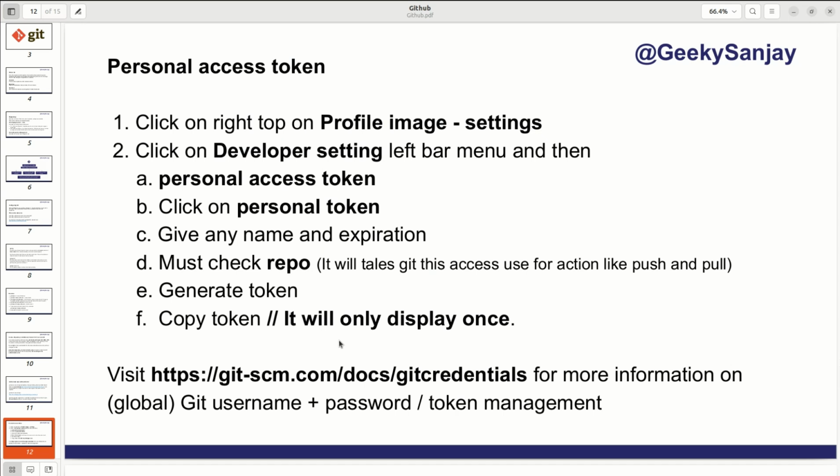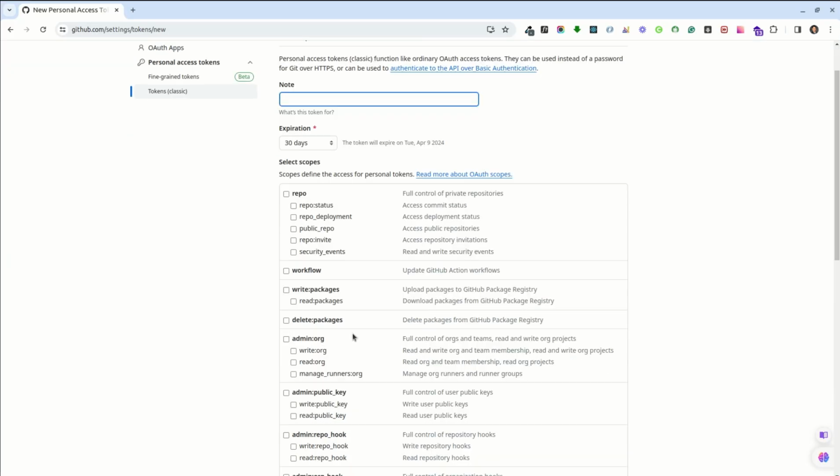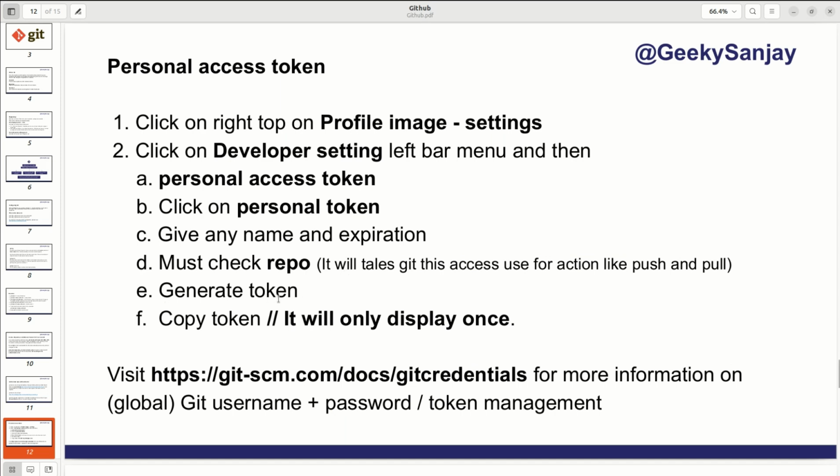So here you can see, click on the profile image. I already did it. Settings, then developer settings in the left bar, then personal access token. Click on the personal access token, give any name and expiration. Must check repo. Just you have to click the repo, the first one. As you can see, you have to do this. Others, if you want, you can do, otherwise no problem. Generate token and copy token, it will only display once. Okay, and if you want to know more about this, you just go there on this and check this. Okay, now we'll move ahead.